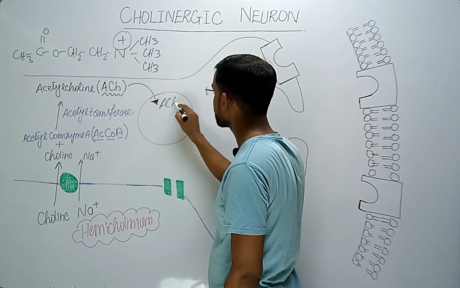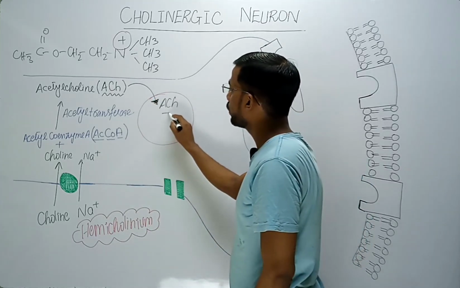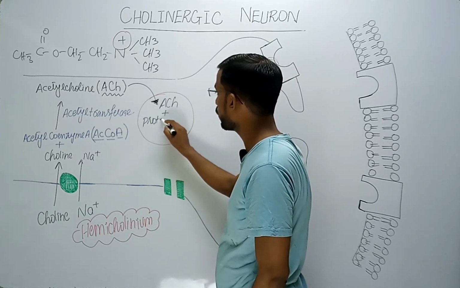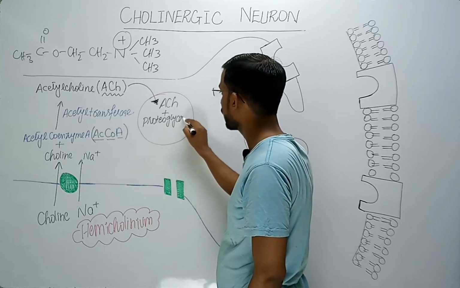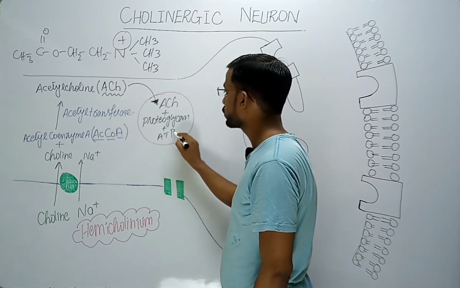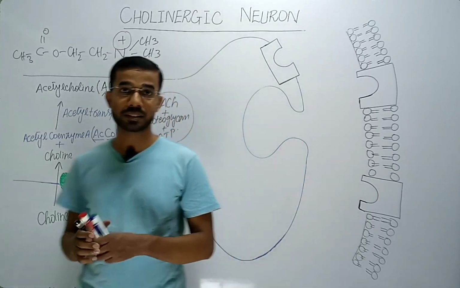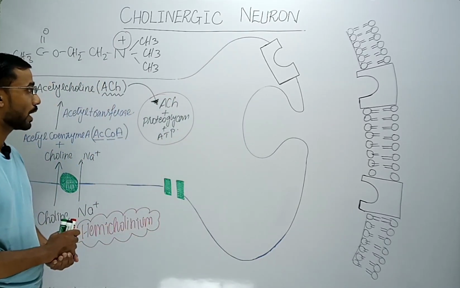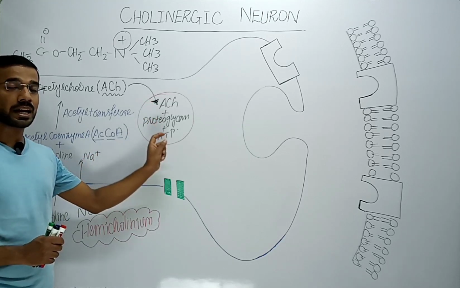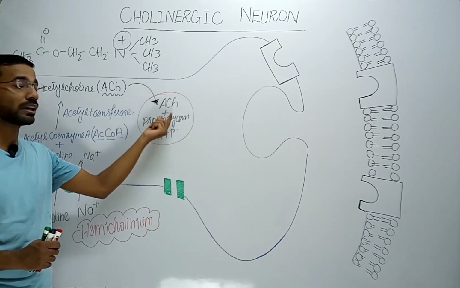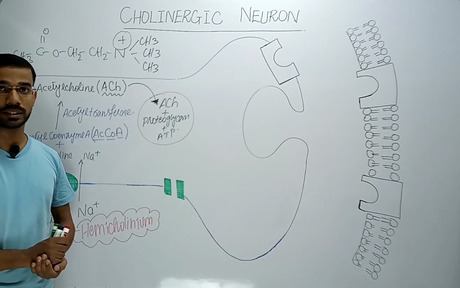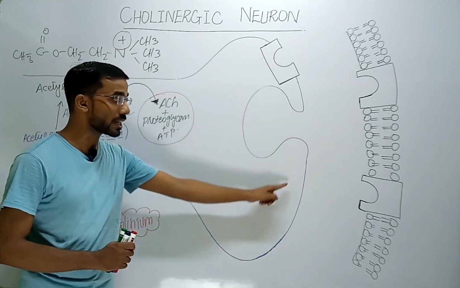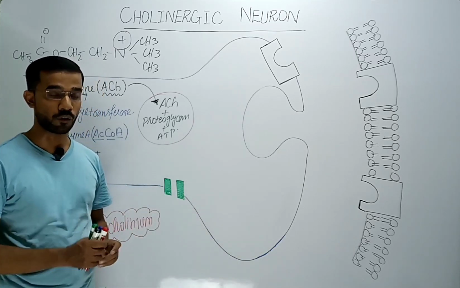So acetylcholine has entered the vesicles, and a lot of other things will also be present in the vesicle, that is proteoglycan and ATP. So these are the important things that are present in the presynaptic vesicles. This vesicle prevents the acetylcholine from degradation by different enzymes. Now this vesicle starts moving towards the last membrane, that is the presynaptic membrane of the neuron.